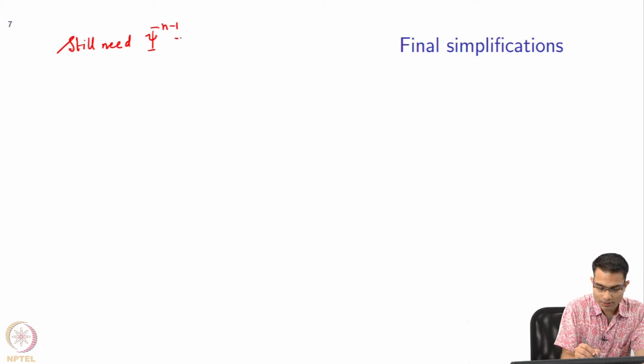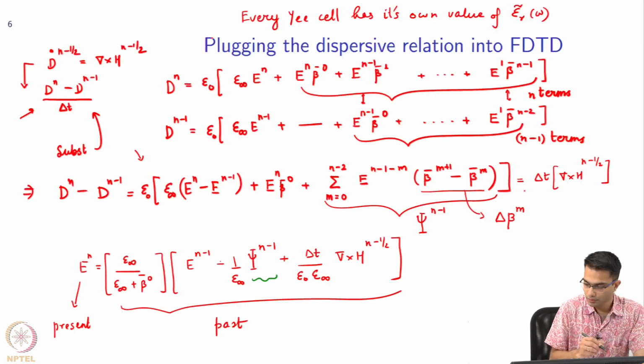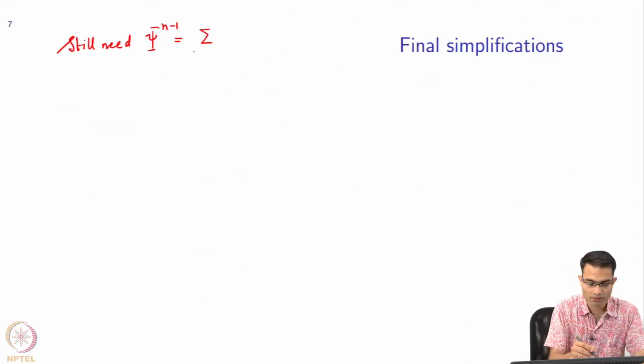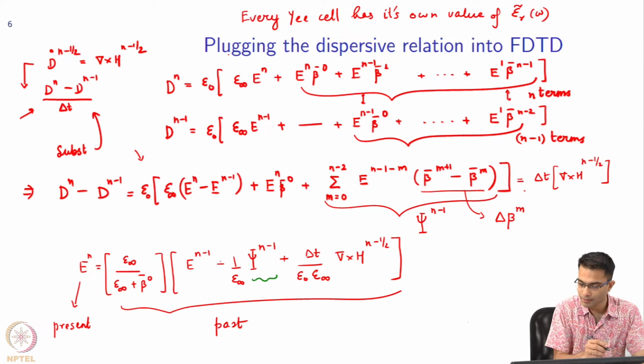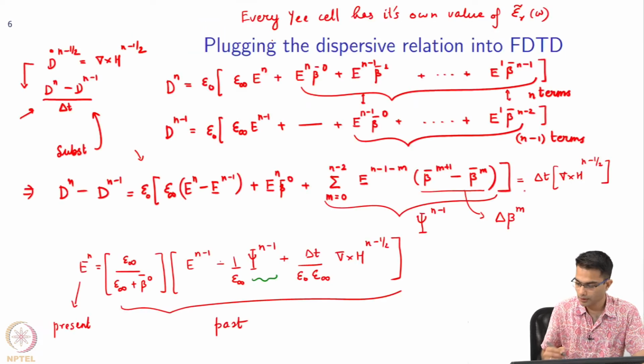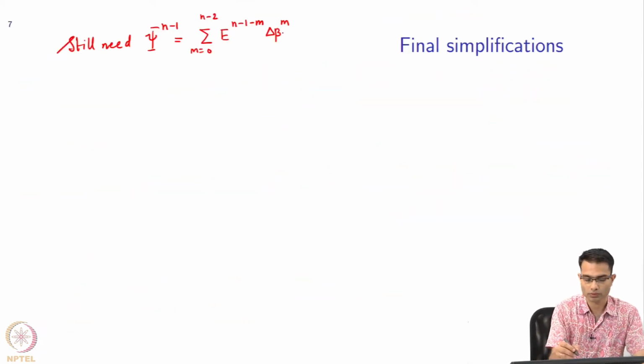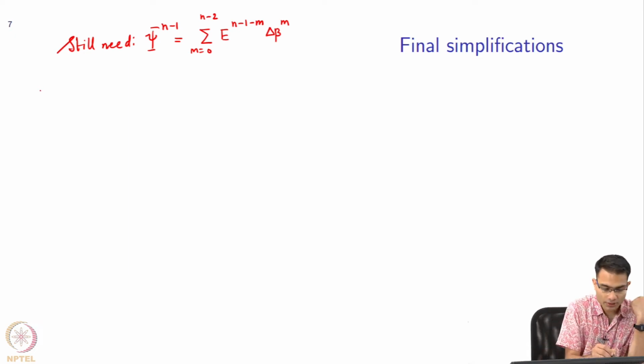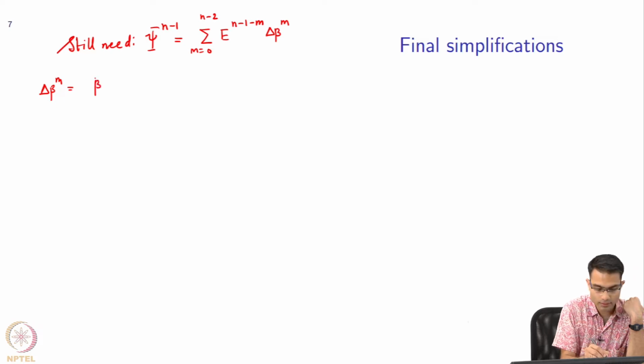So, what was our expression? Psi n minus 1 was a summation of m equal to 0 to n minus 2, okay. Then I had an E n minus 1 minus m, and I had a delta beta m, okay. So, this delta beta m, we wrote it as this beta bar m plus 1 minus beta bar of m, okay.